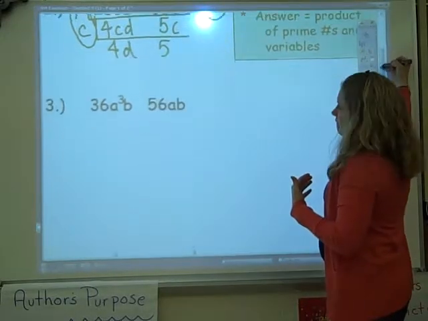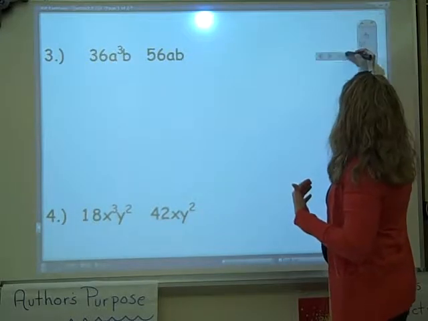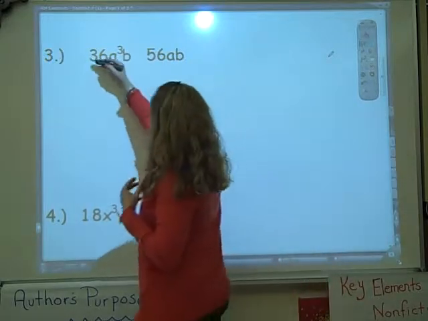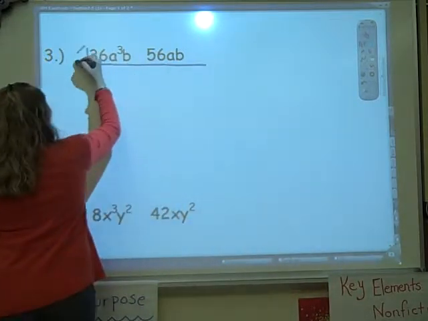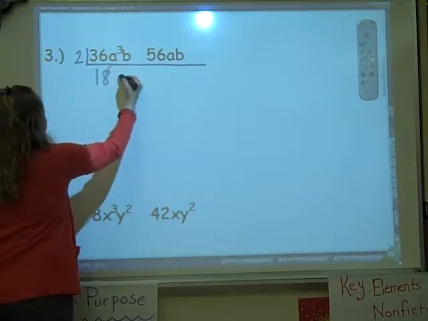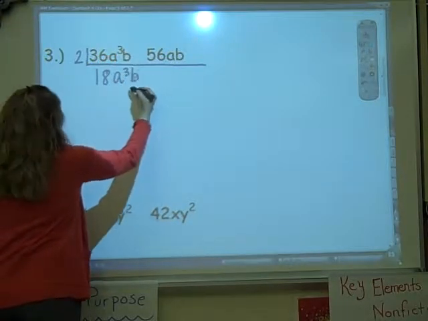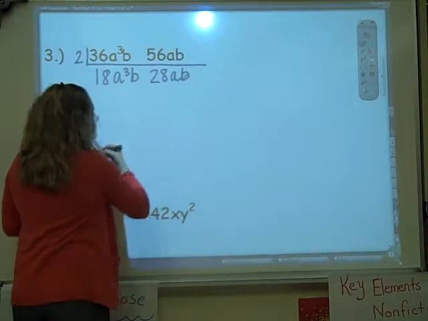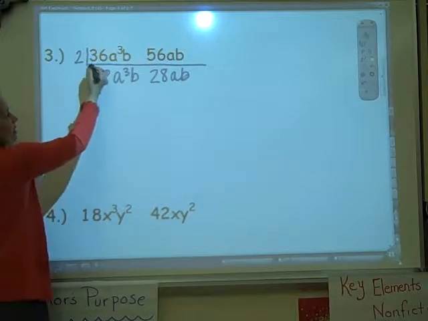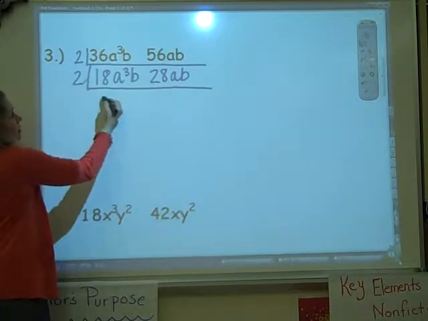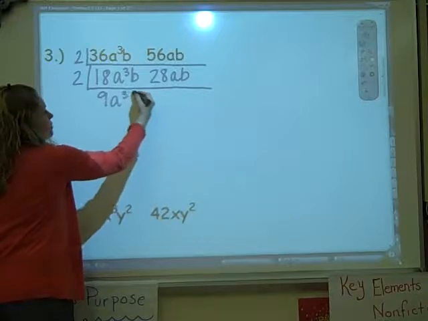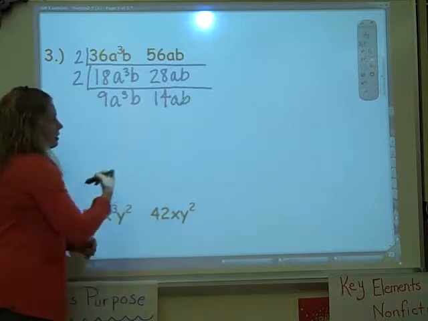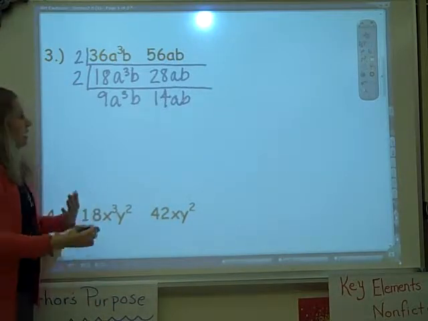Number 3, 36 A cubed B and 56 AB. So let's divide them both by 2. You get 18 A cubed B. You get 28 AB. Okay, 18 and 28, let's divide them again by 2. You'll get 9a cubed b and 14ab. 9 and 14 no longer have anything in common.